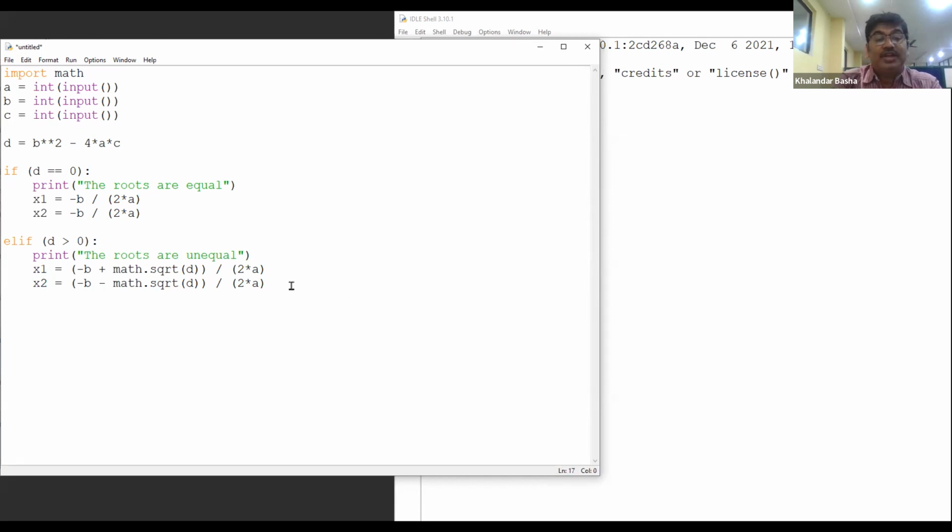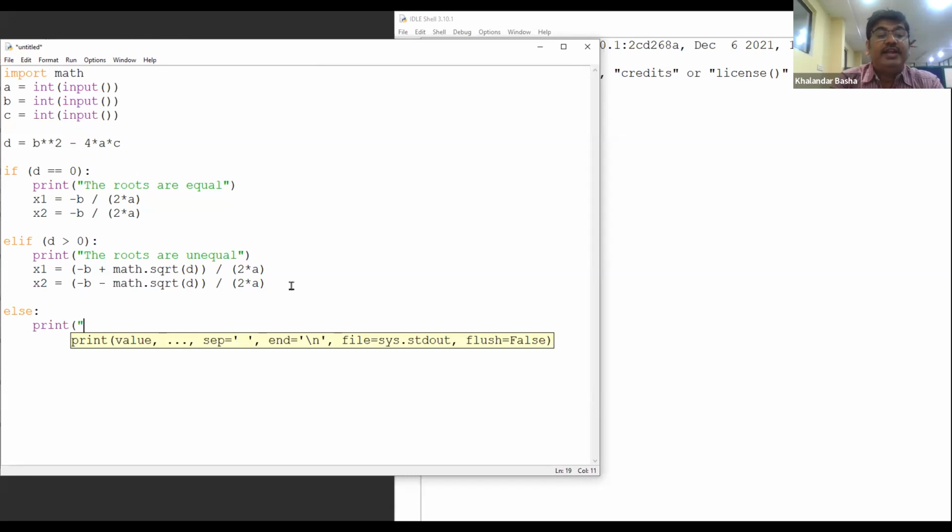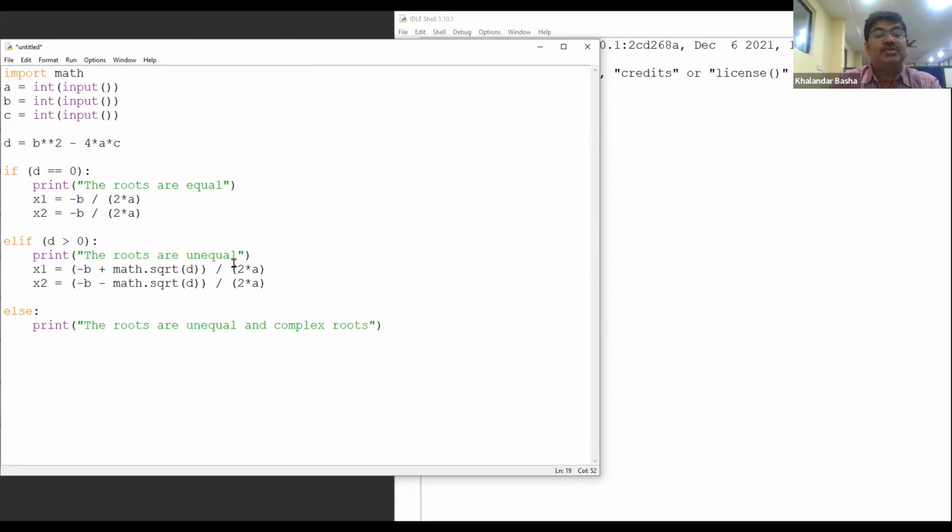The third case, suppose these two conditions fail, then we have to write the else case. In the else case, what roots will you get? Unequal roots, and the roots are imaginary. The roots are unequal, and we can write complex roots. In the earlier case, they are real roots, so you can write unequal and real.